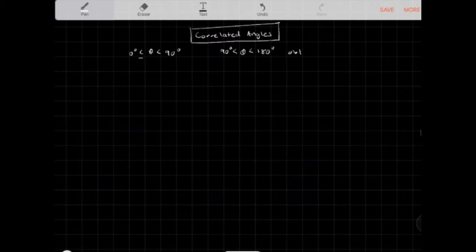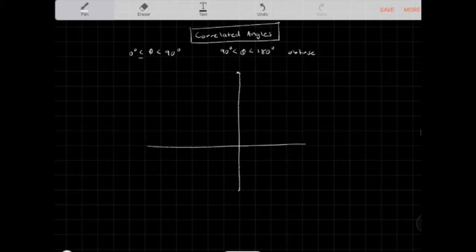So what if we have obtuse angles? How do we determine the value of their trigonometric ratios? The way we do this is we use something called a correlated angle. With the correlated angle, we're basically going to be relating these angles to a related acute angle. To determine this, we need to go back and investigate our angle in standard form.